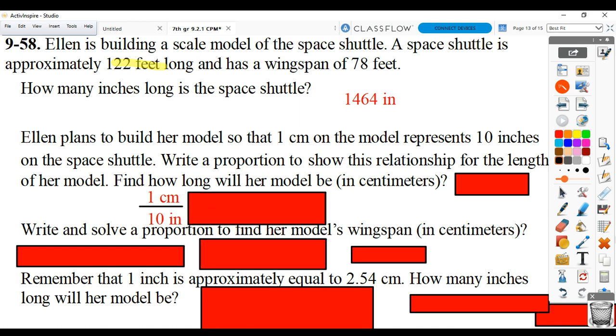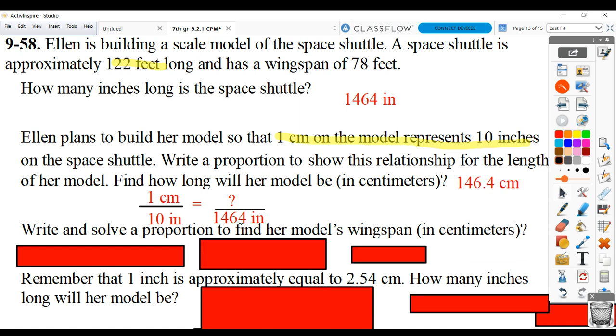So we would start with the fact that 1 centimeter on the model represents 10 inches. So there's our ratio there. And then we know that the length of the space shuttle, from what we just discovered in the first part, is 1,464 inches. Again, inches across from inches. We want to find how many centimeters long that would be for the model. So when we do our cross products, we get 146 and 4/10.